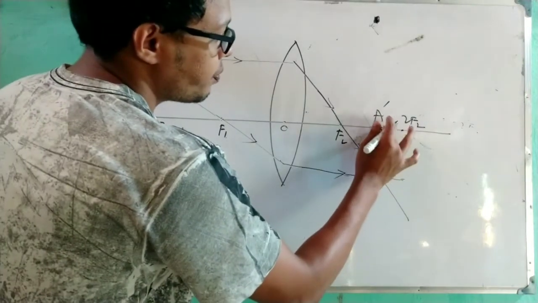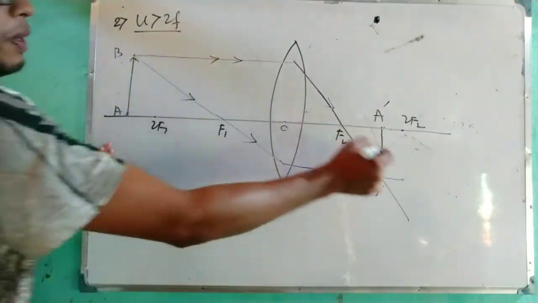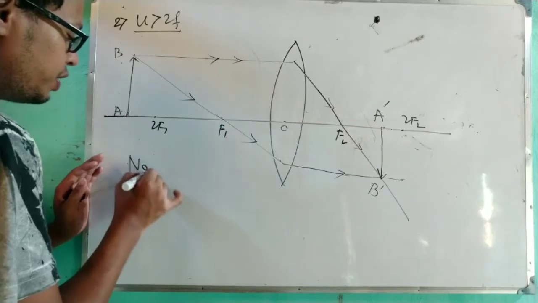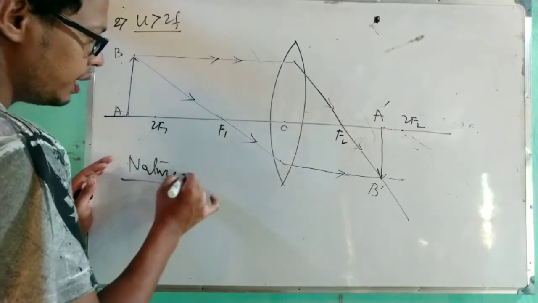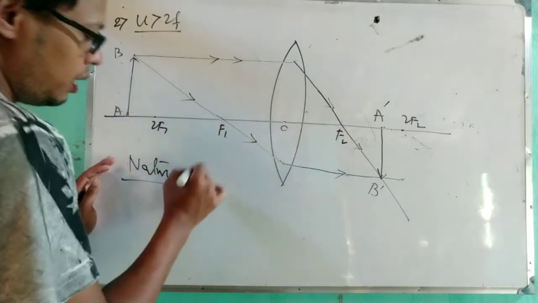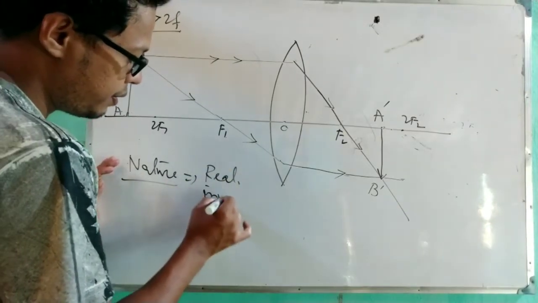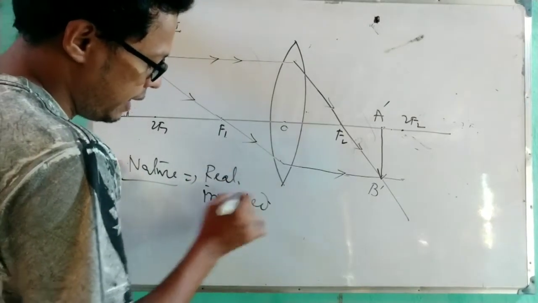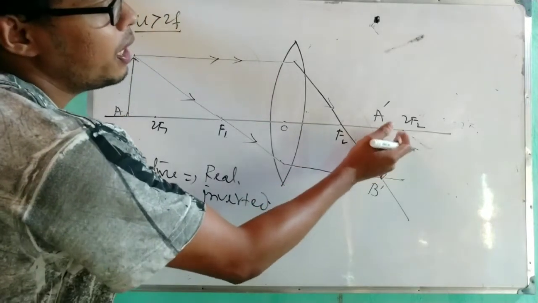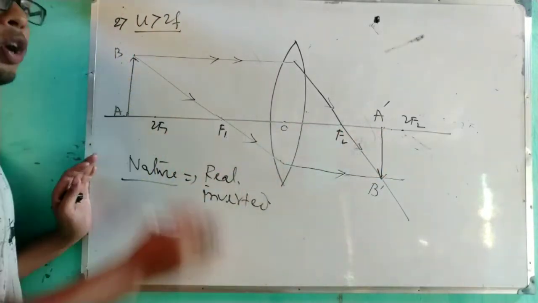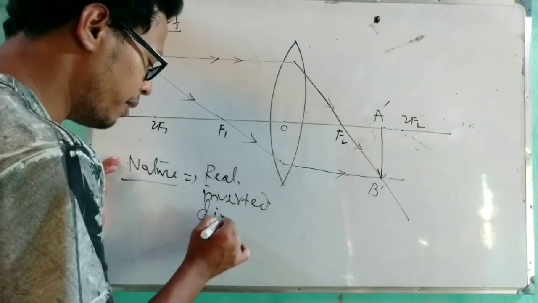Now look, the image will be real obviously. So what will be the nature? Nature will be real. Number 2, inverted. And third, it will be a little bit smaller than the size of the object. So I am writing diminished.